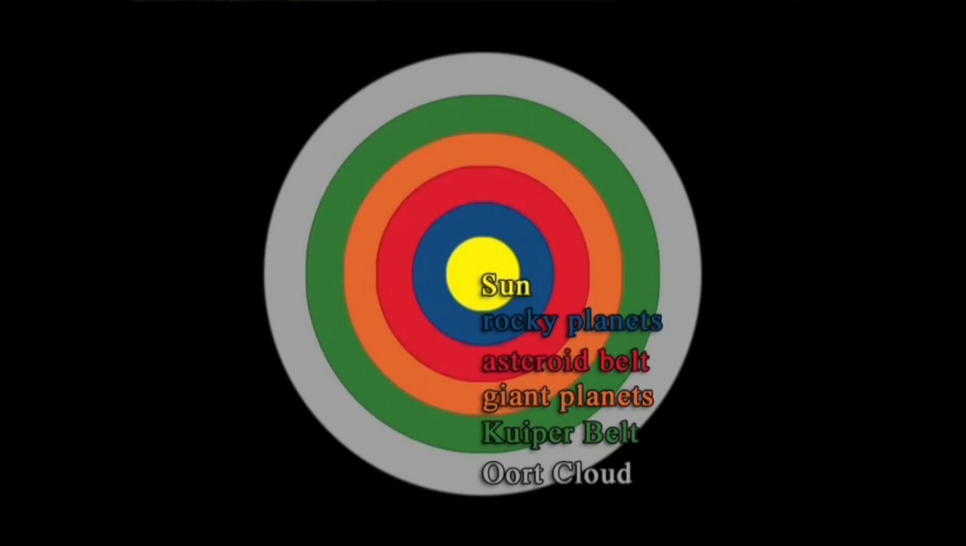We have the sun in the center. It is surrounded by the rocky planets. Outside of those is the asteroid belt. Then come the giant planets, followed by the Kuiper belt, and out at the very edge, the Oort cloud. These 6 families define the basic structure of the solar system. And this bullseye diagram is a useful way to mentally organize the structure of our solar system.